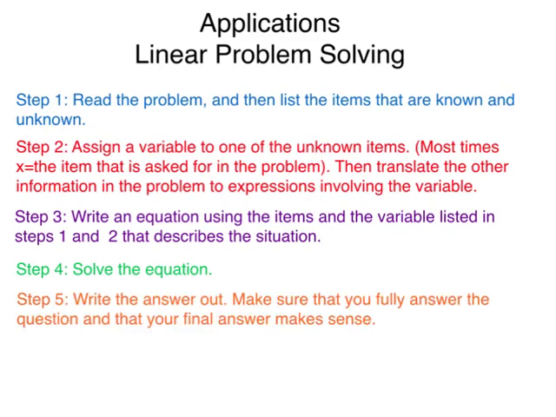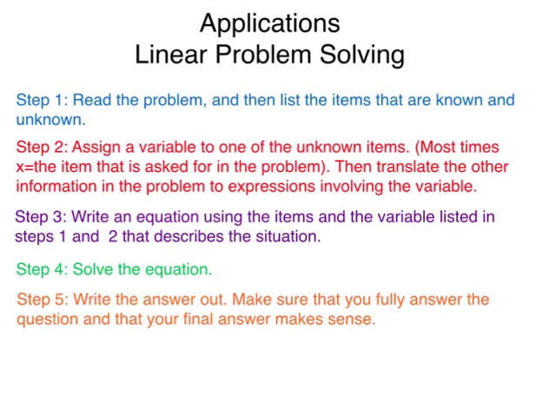The last step, step 5, is to write the answer out. Make sure that you fully answer the question and that your final answer makes sense. Sometimes you'll want to make sure that if you're finding a length, you don't have a negative number, or that your length doesn't exceed what the boundaries are. Another example would be if you have to take the square root of both sides, that you don't have a negative in your square root. Things like that, just making sure that your answer makes full sense.